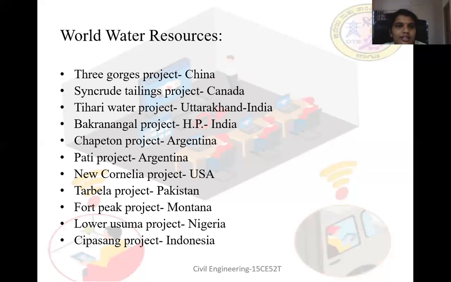So friends, let us see what are the water resources available around the world. First one is Three Gorges Project China, Syncrude Tailing Project Canada, Tihari Water Project Uttarakhand India, Bhakra Nangal Project Himachal Pradesh India, Cape Town Project Argentina, Pati Project Argentina, New Cornelia Project USA, Tarbela Project Pakistan, Fort Peak Project Montana, Lower Usuma Project Nigeria, Sipasang Project Indonesia. These are the major water resources available all around the world.